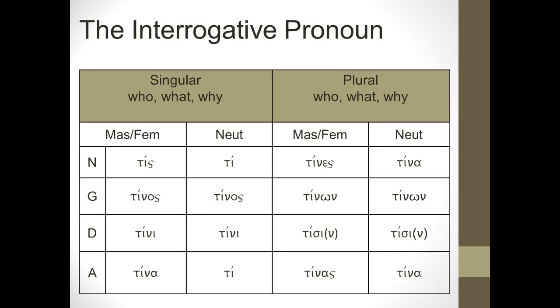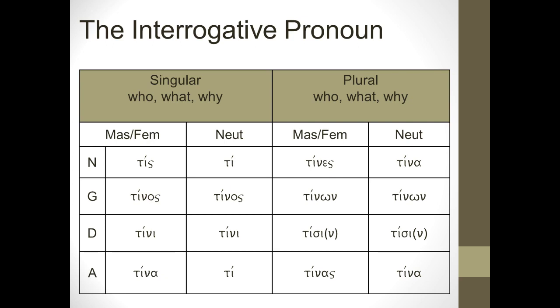On your screen, we have the paradigm for the interrogative pronoun. Notice that these are the pronouns that ask questions: who, what, and why. Notice that when we look at the top of the paradigm, the masculine and the feminine are both exactly the same, while the neuter has its own individual form. Notice also that all of these pronouns take a case: nominative, genitive, dative, and accusative, as you've already seen.